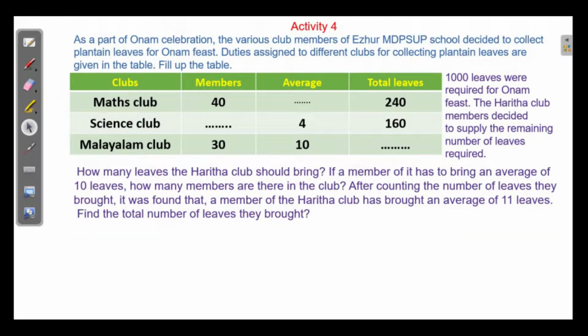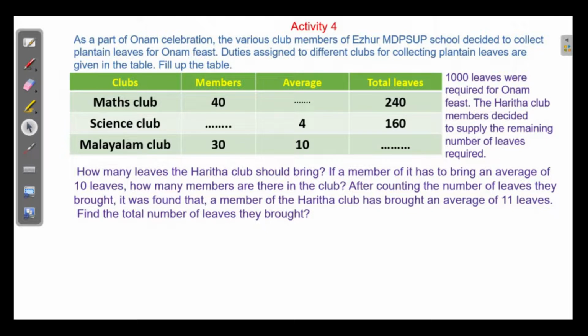Then activity 4. As part of Onam celebration, the various club members of Tirur MDPS UP school decided to collect plantain leaves for Onam feast. Duties assigned to different clubs for collecting plantain leaves are given in the table. Fill up the table. Which are the clubs?